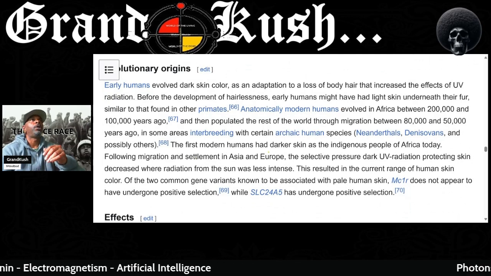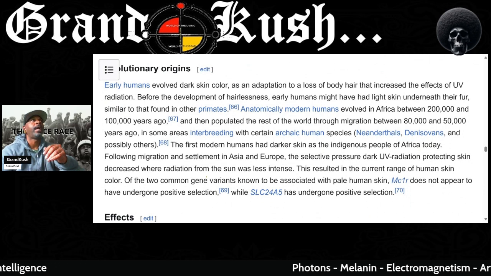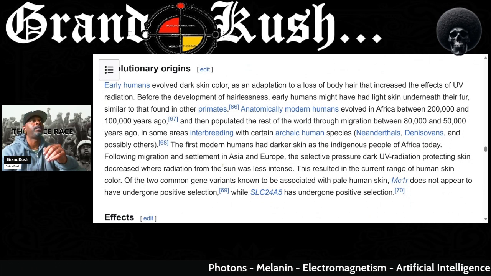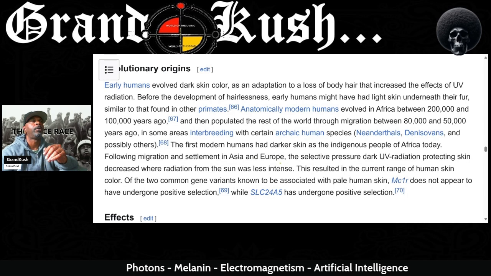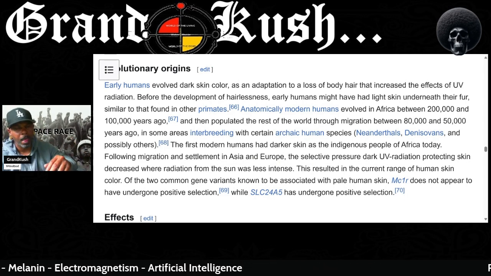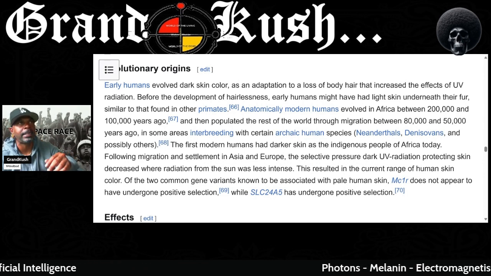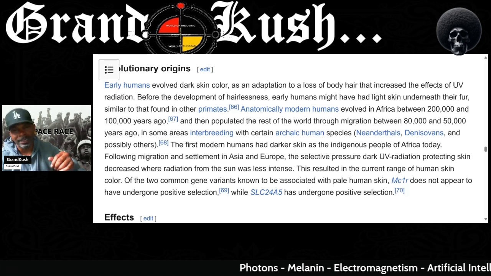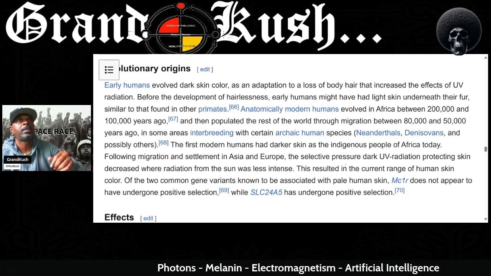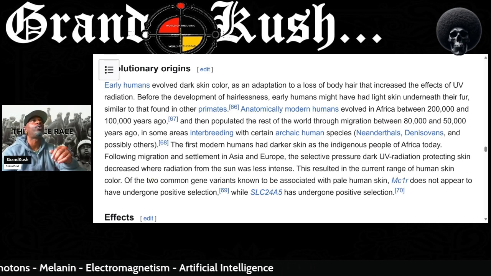The first modern humans had darker skin, like the indigenous people of Africa today. Following migration and settlement in Asia and Europe, you got Europeans and Caucasians. Okay. Caucasians, Asians. We're not Asians. The selective pressure for dark UV-radiation-protecting skin decreased.